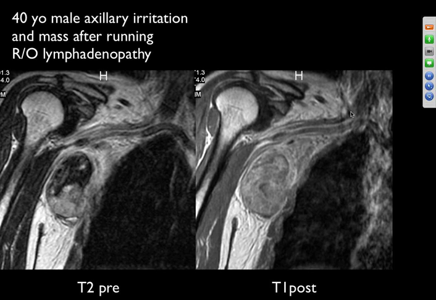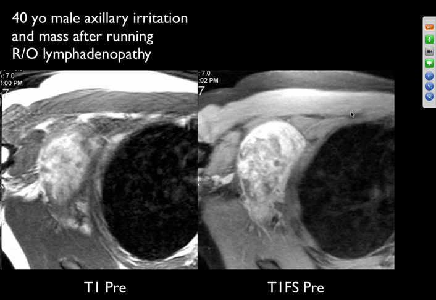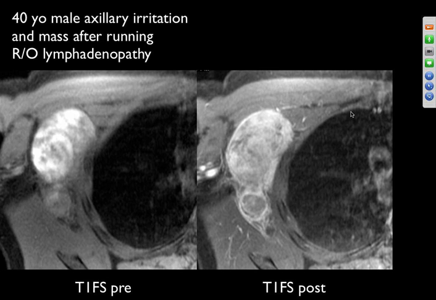Okay, Philip. 40-year-old male, axillary irritation and mass after running, without adenopathy. So there's a heterogeneous complex mass. Yeah, I think this would bother you if you ran a lot. It's below the brachial plexus in the axilla. I guess it may or may not enhance. I can't tell. I'm wondering if we're in the met section.